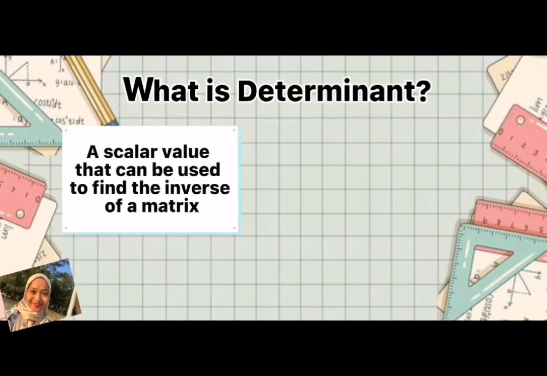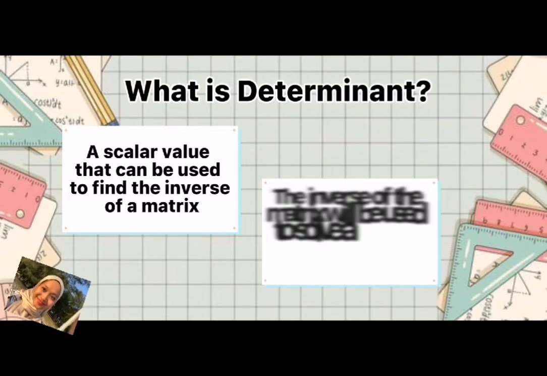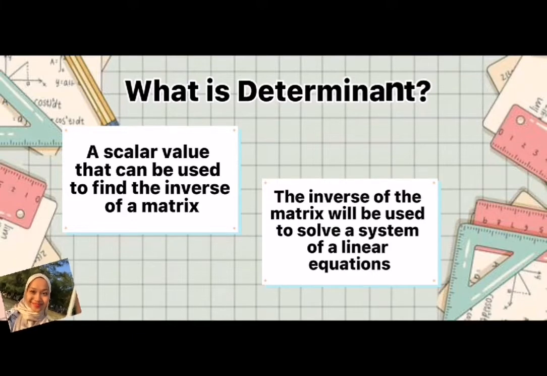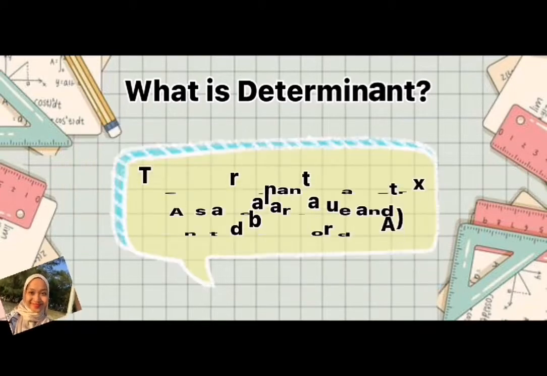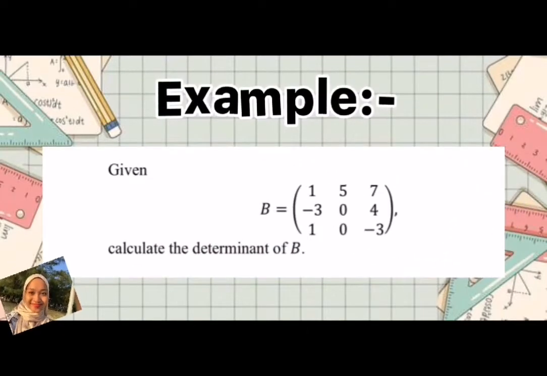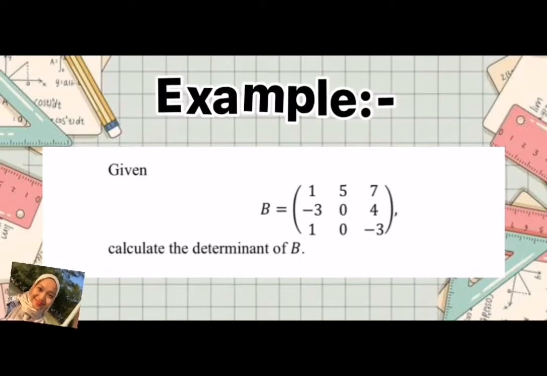Determinant is a scalar value that can be used to find the inverse of a matrix. The inverse of the matrix will be used to solve a system of linear equations. The determinant of a matrix A is a scalar value and denoted by modulus A or A in brackets. Let's continue with the example on how to calculate the determinant of B.